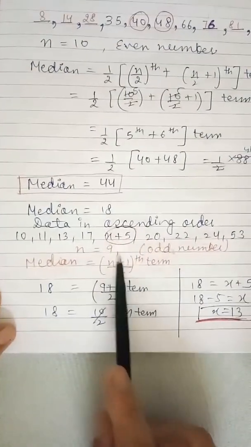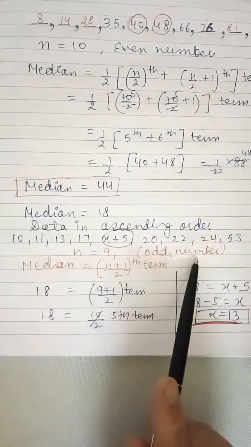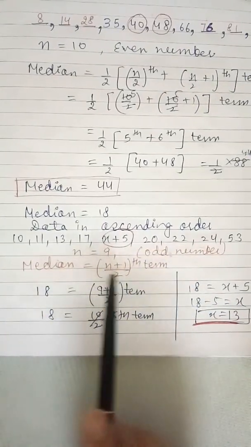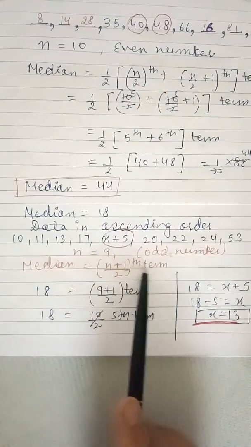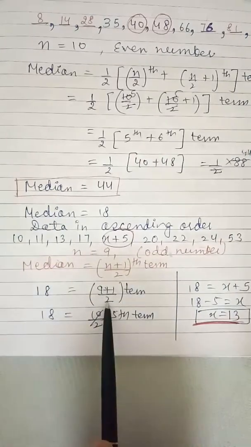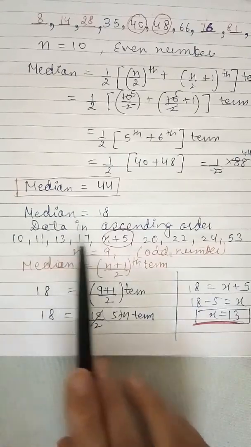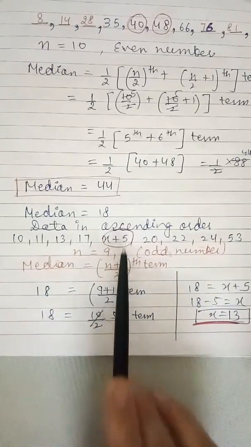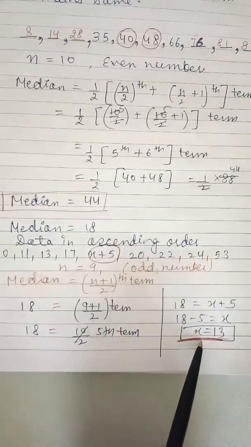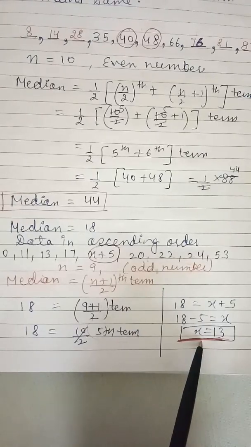Here we can see n is 9, that is an odd number. We can apply the formula of median, n plus 1 divided by 2th term. So 18 is the term at n plus 1 by 2. We can see that it is the fifth term. What is the fifth term? Fifth term is x plus 5. So from here we can calculate the value of x.